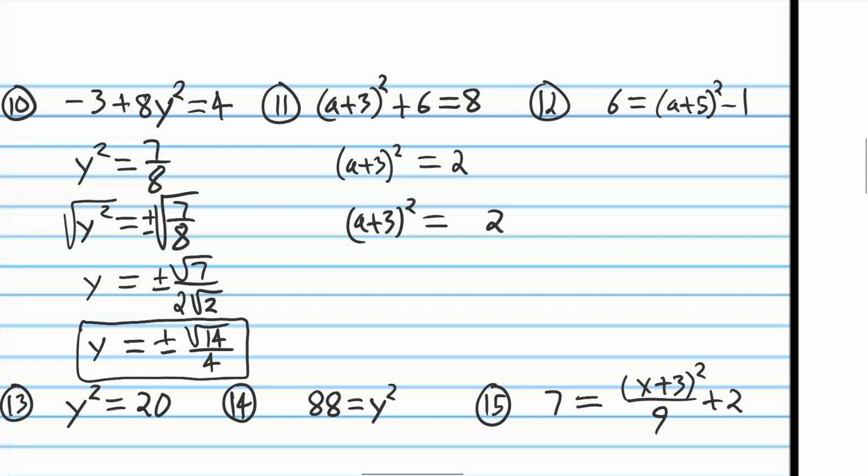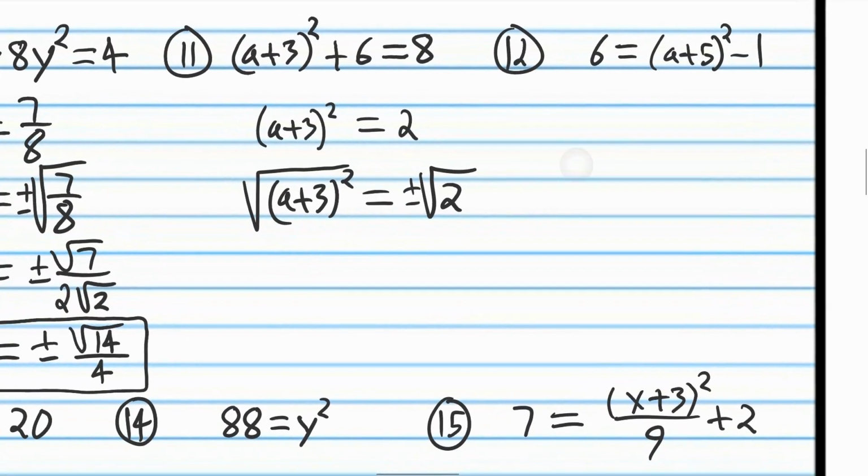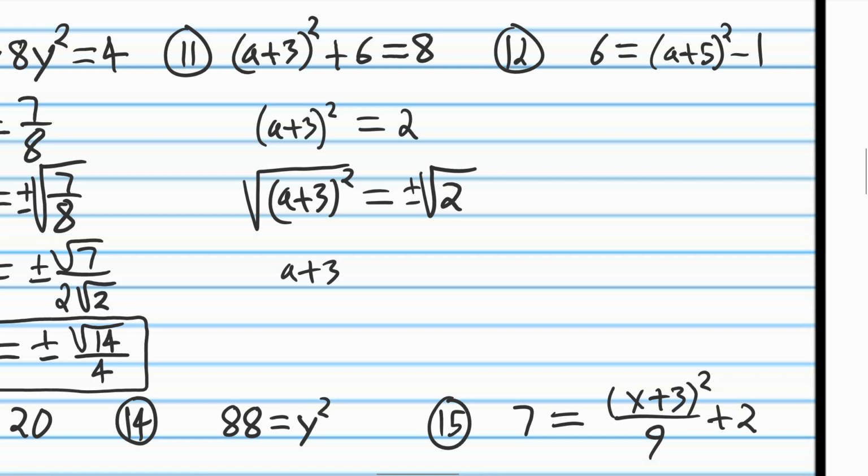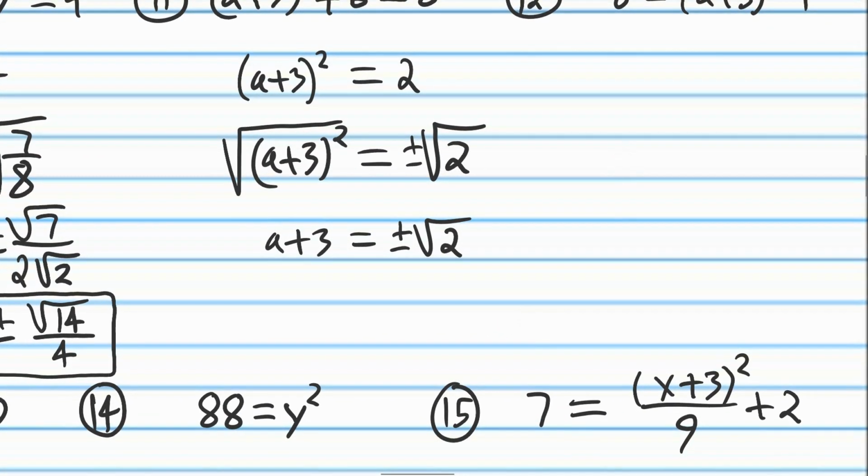So again, it's the same procedure. You isolate the square, and then you square root both sides. And of course, I'm going to rewrite the equation to preserve the result of my initial step. And then we have a plus 3 is equal to plus or minus square root 2. And we can't really do anything with square root 2, so we just leave it as square root 2. And so now the square is gone, so we can get to the a. We want to isolate a. So we're going to subtract 3 from both sides.